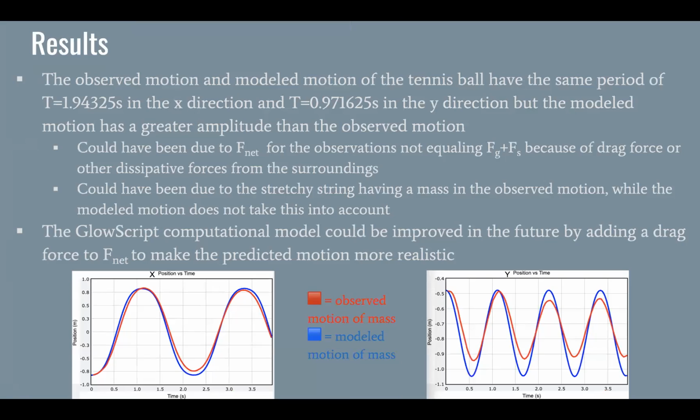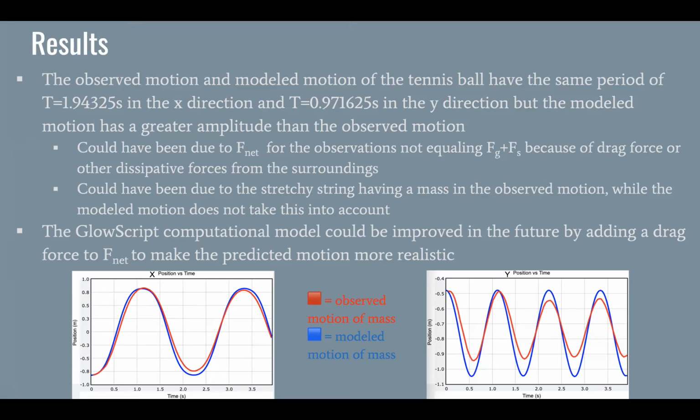So the observed motion and model motion of the tennis ball have the same period in the x direction and also the same period in the y direction, but the modeled motion has a greater amplitude than the observed motion. This could have been due to F net for the observations not equaling Fg plus Fs because of drag force or other dissipative forces from the surroundings. Also, this could have been due to the stretchy string having a mass in the observed motion, while the modeled motion does not take this into account.